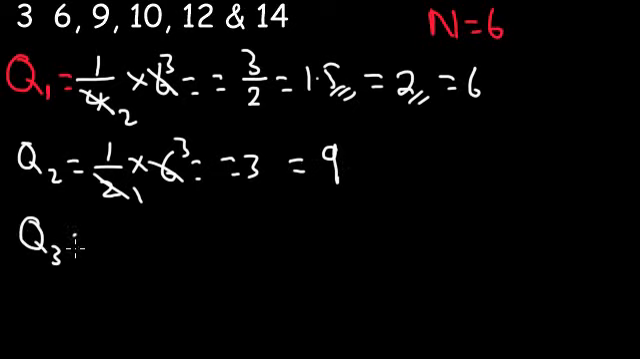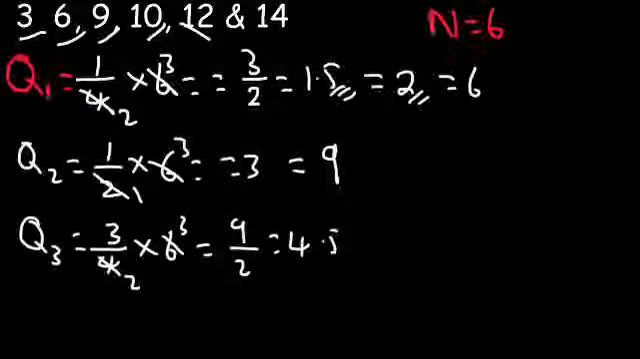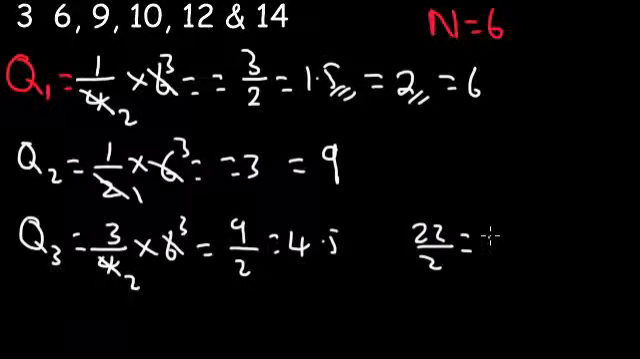Now Q3 will be 3/4 of n, but n is 6. So that's simply 3 over 4 times 6. 2 here 2, 2 here 3, and 3 times 3 gives us 9 over 2, which is 4.5. So this is the first data, second, third, and fourth, and this is the fifth. 10 plus 12 gives us 22, and 22 divided by 2 gives us 11.